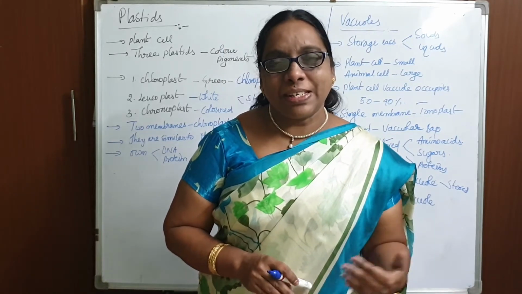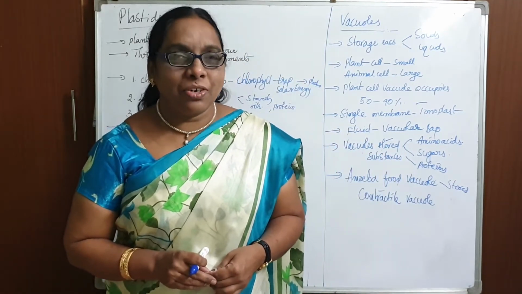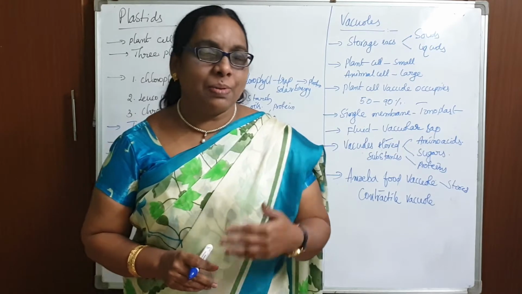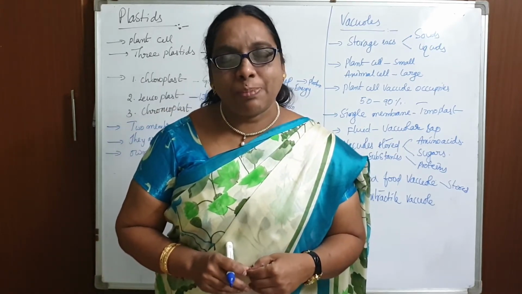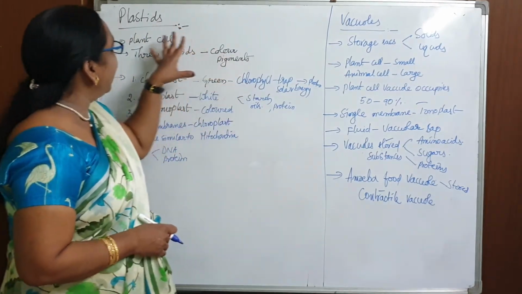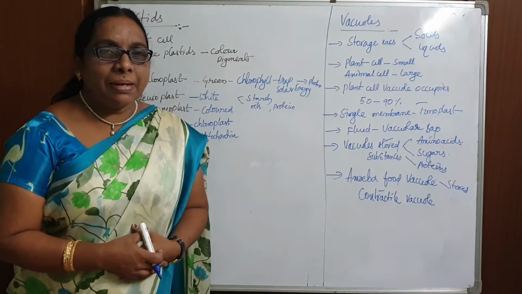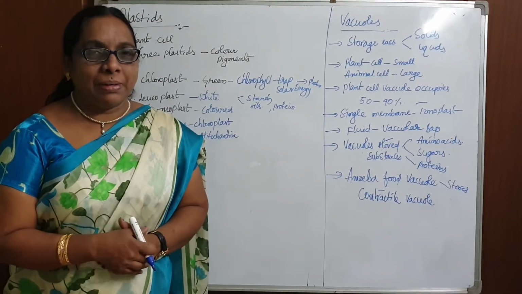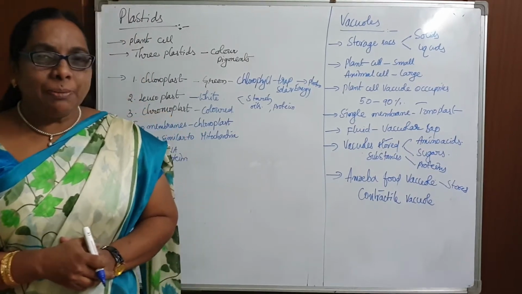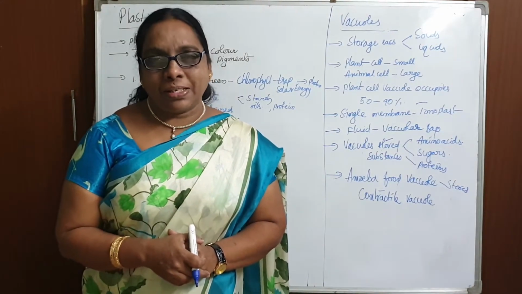In the last class we discussed organelles called lysosomes and mitochondria, and in this class we'll wind up this session by explaining the last two organelles. One of the organelles is the plastid. What is a plastid? A plastid is nothing but color pigments. Mostly, color pigments are present only in plants, not in animals.